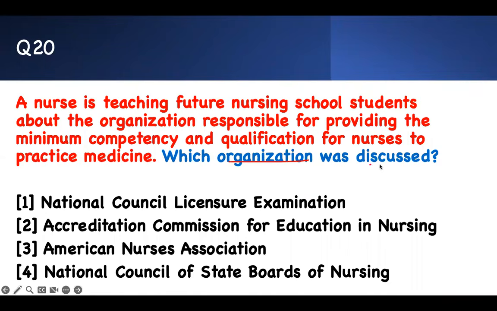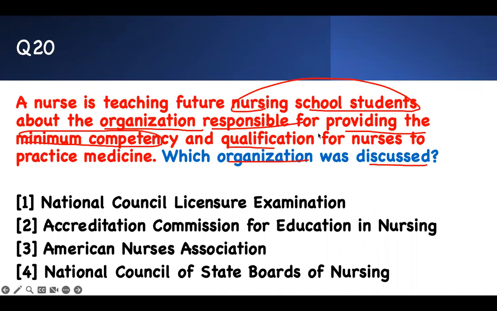Which organization was discussed? A nurse is teaching future nursing school students about the organization responsible for providing the minimum competency and qualification for nurses to practice medicine. A long phrase, I said this to confuse you, but to show you how to handle it. All you need to do is step back and look at the words. All I'm saying is which organization is responsible. They're providing you just the minimum competency and qualification so that you can practice.